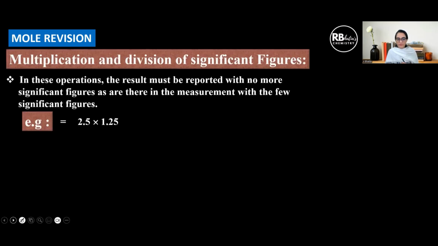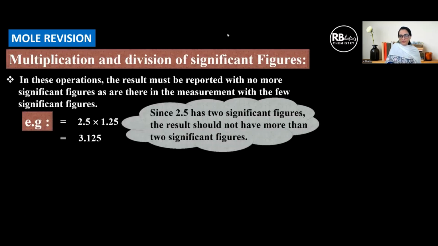And for multiplication and division, we are going to report our answer to the least number of significant figures. No more significant figures than the measurement with the fewest significant figures. So if I look at this, this number has 2 significant figures, this number has 3 significant figures. So I'm going to report my answer to 2 significant figures. So I'll be rounding off this answer. 3.1 will be the answer. I'm reporting it to 2 significant figures.